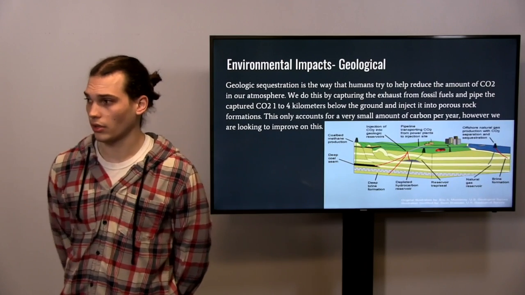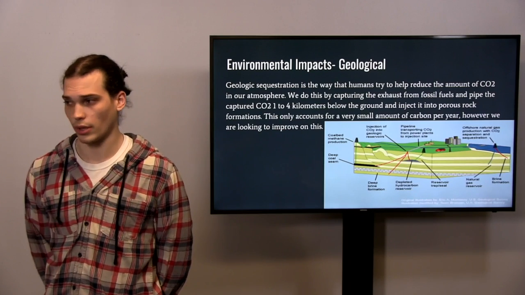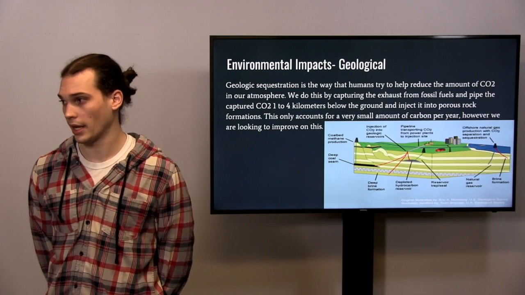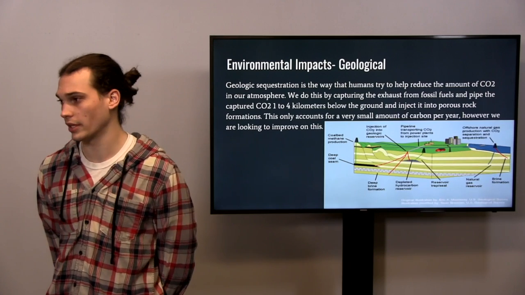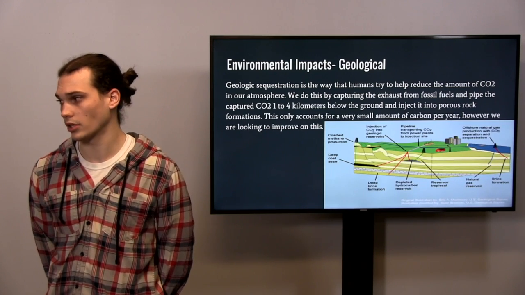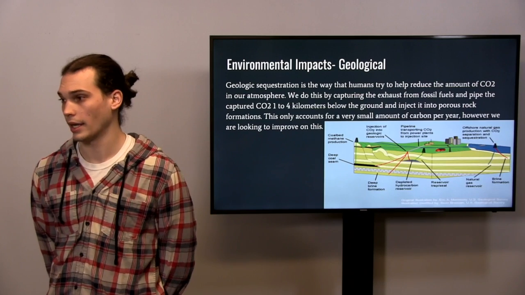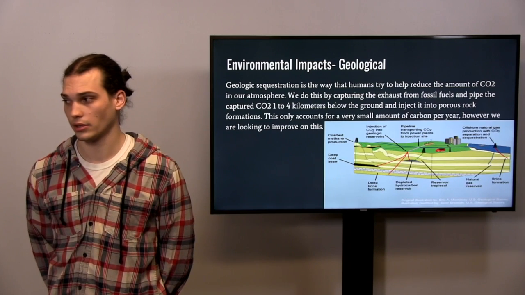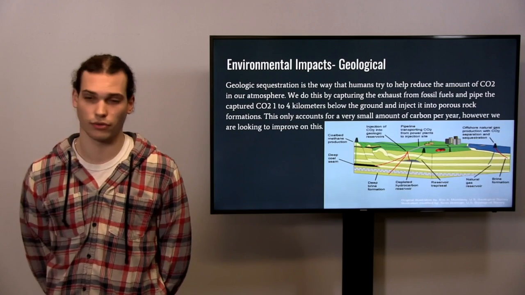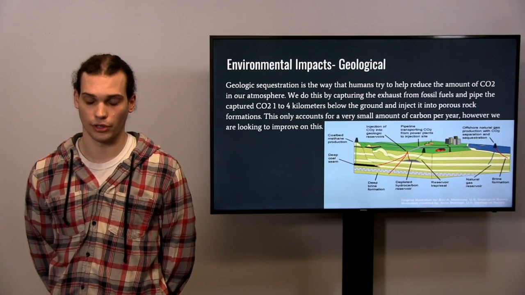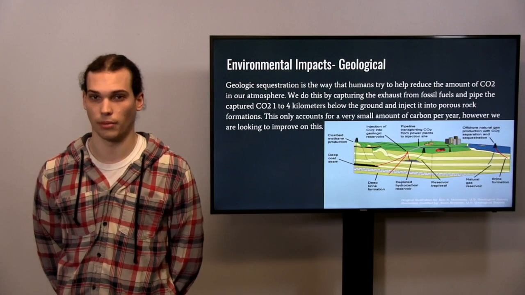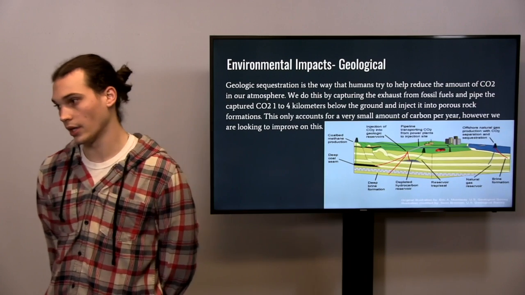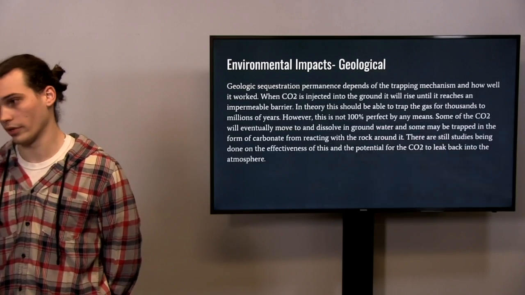So the geological sequestering is man-made and is the way that humans try to help reduce the amount of CO2 in our atmosphere. And we do this by capturing the exhaust from fossil fuels in a pipe and injecting it 1 to 4 kilometers below the ground level in porous rock. But this only accounts for a very small amount of carbon sequestered per year. However, we are looking to improve this.